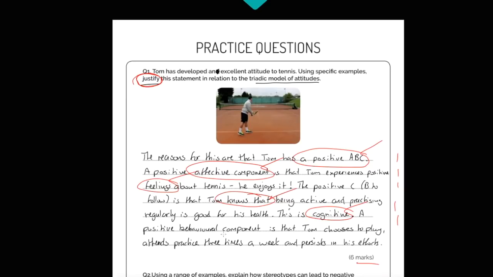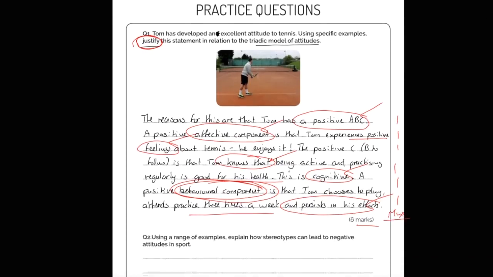A positive behavioural component is that Tom chooses to play, attends practice 3 times a week, and persists in all his efforts. Okay, and we'd be on our max for that. I'd probably get the max for referring to the behavioural component, but I've clarified what that thing is. And it's really important that I've justified that. So I've given specific examples. Look, experiences positive feelings. It is also, he knows that being active and practicing regularly is good for his health. So I'm giving an example of that component. I'm saying here, he chooses to play, attends practice 3 times a week. I'm giving specific examples of how the behaviour comes out of him. Okay, so I'm giving my examples, not just putting my theory in.